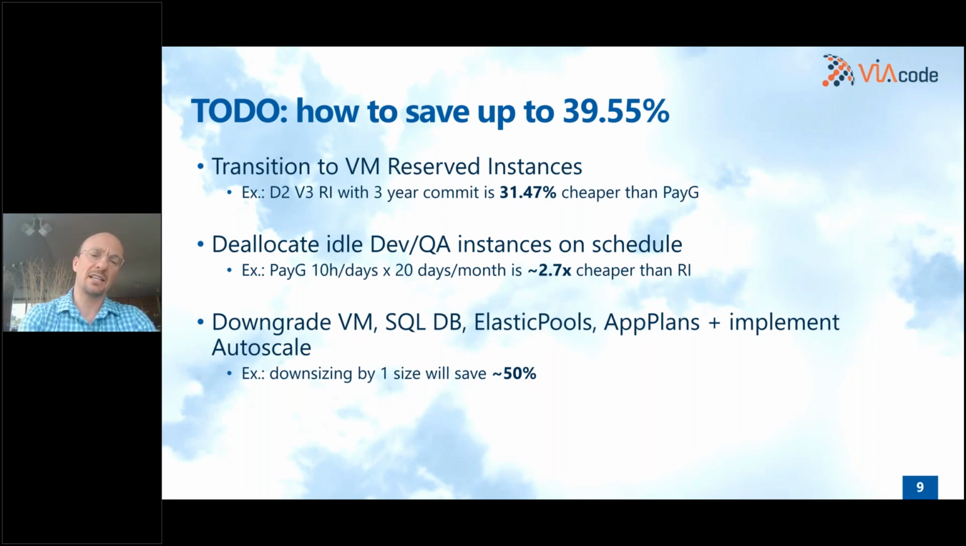And the last bucket that is very interesting is downgrading your cloud infrastructure while implementing scale out, using the cloud elasticity feature. If you just downsize by one your cloud infrastructure, it would save you 50%. Granted, one size doesn't fit all.